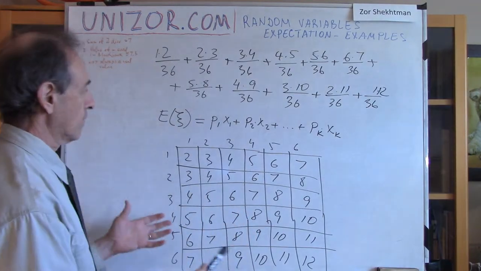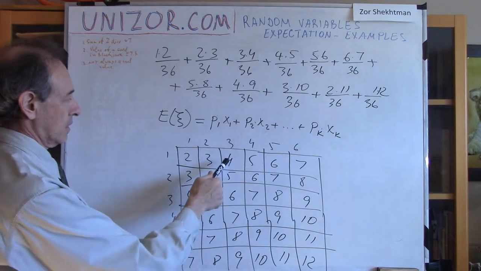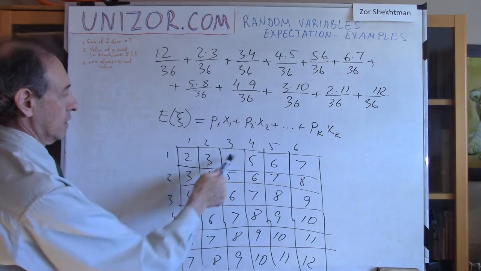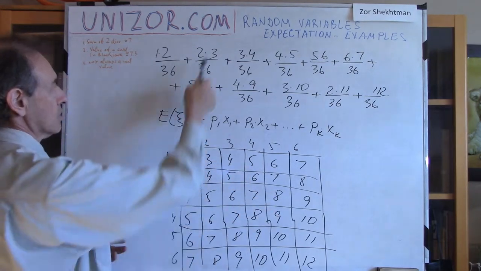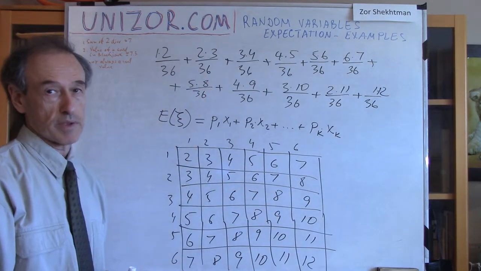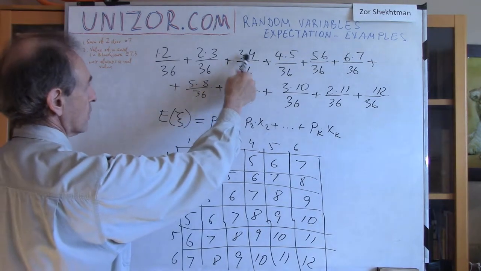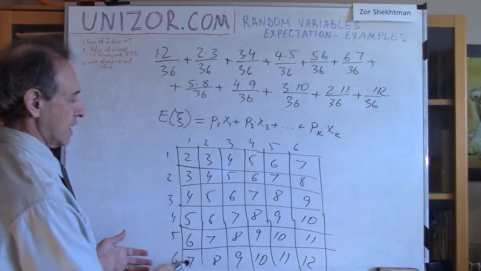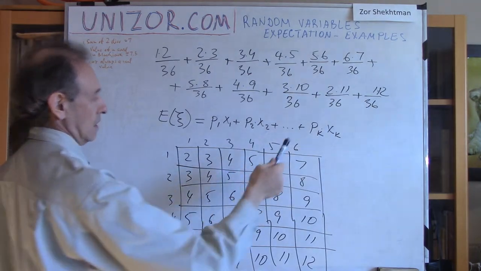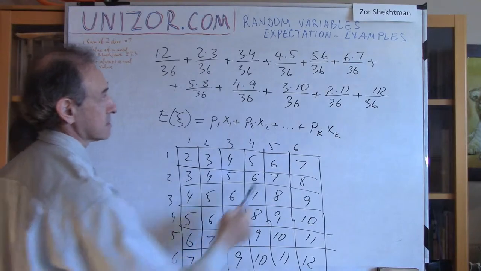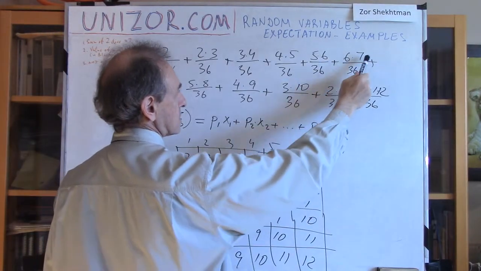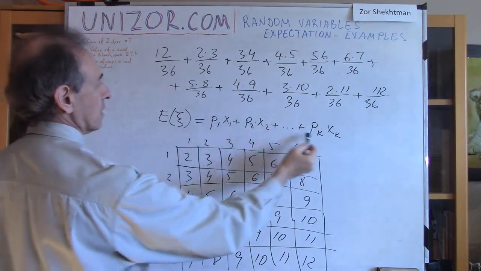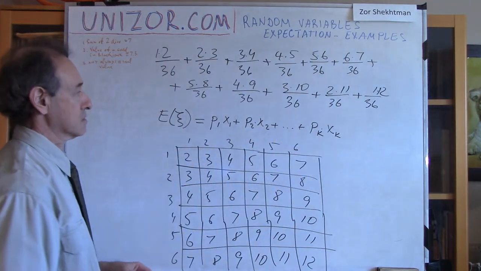So my random variable takes, for instance, the value of number 4 three out of 36 times, so its probability is 3 divided by 36. The probability to take number 7, for instance, is 1, 2, 3, 4, 5, 6. So it's 6 over 36 times 7. So these are basically exactly what I have just counted.